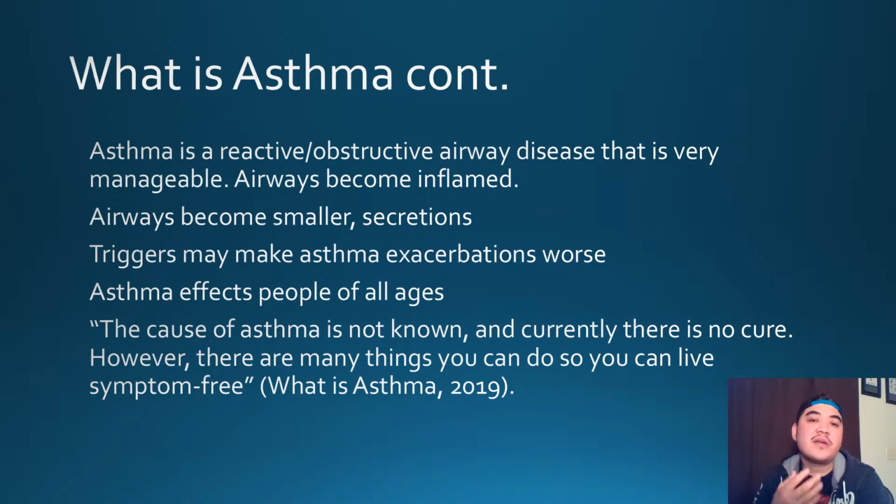All right, so we're going to continue here. What is asthma? Continued. Asthma is a reactive and obstructive airway disease that is very manageable. Like I said, your airways become inflamed, so swelling, and then you have the constriction, and then you also have the mucus or phlegm production and buildup, which makes it harder for you to breathe through your tiny little airways. I went over other things.